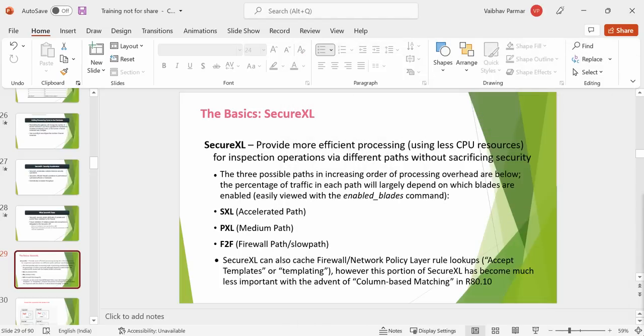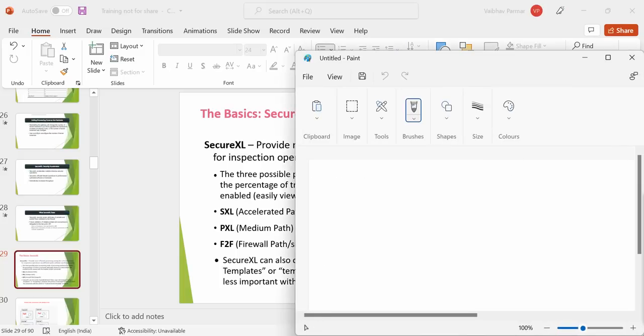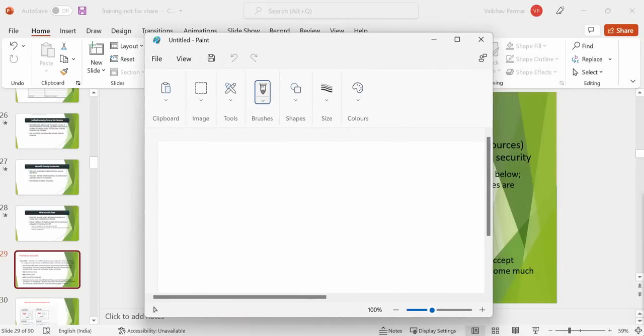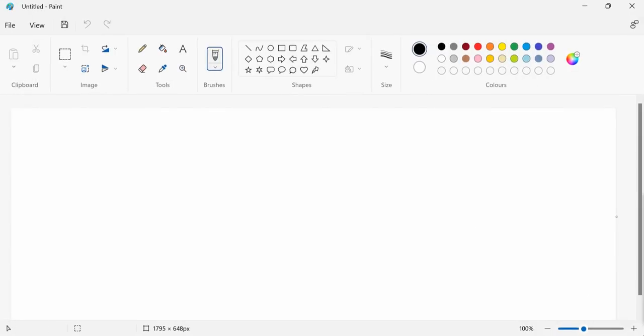When we talk about SecureXL, there are multiple paths. They have an accelerated path, a medium path, and a firewall path or slow path. But before reaching here, let's understand what this path is. Consider this thing. That's why we call it CoreXL and SecureXL, they work together.